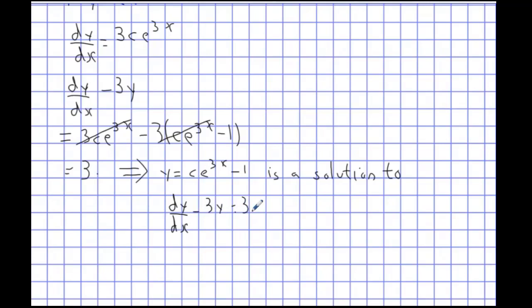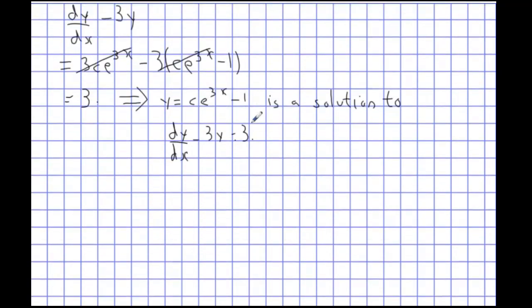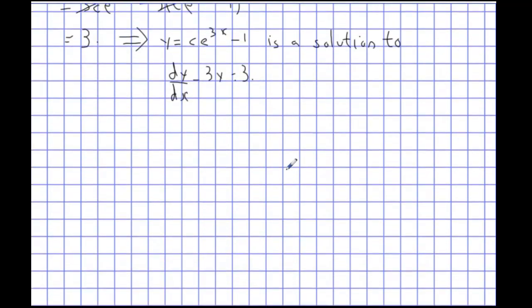Okay, so part A, simple enough. Part B, sketch these solution curves for c equals plus or minus 1, plus or minus 2, plus or minus 3. Okay, so basically we need to sketch 6 different curves. So if c was 1, it's going to be y equals 1 times e to the 3x minus 1. So that would be e to the 3x minus 1.